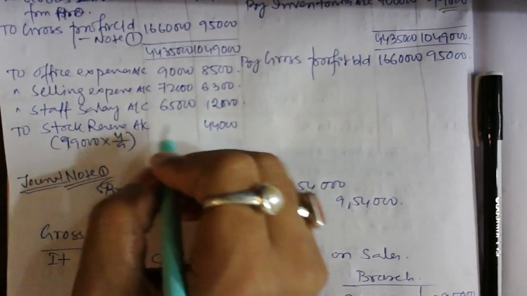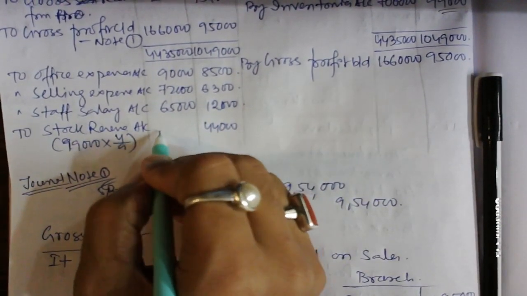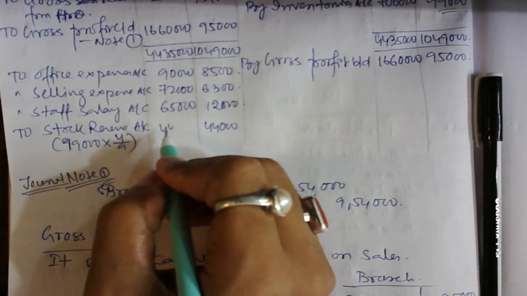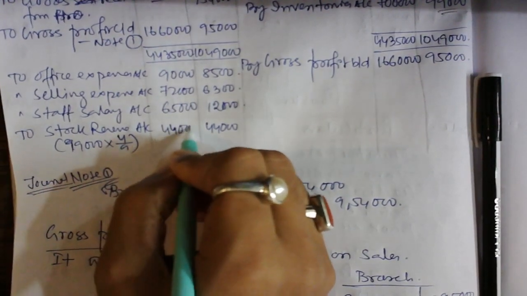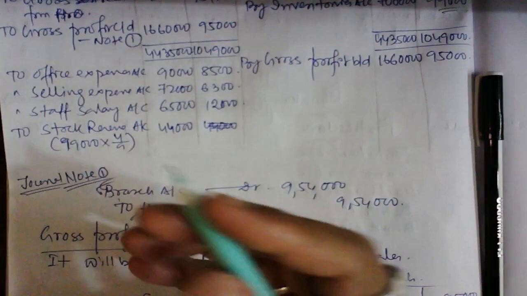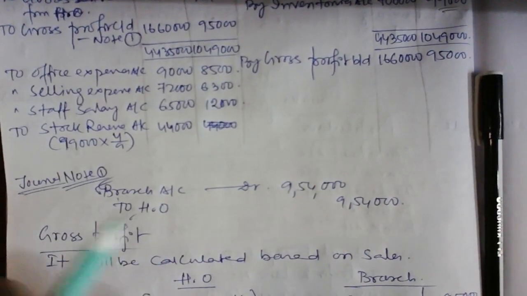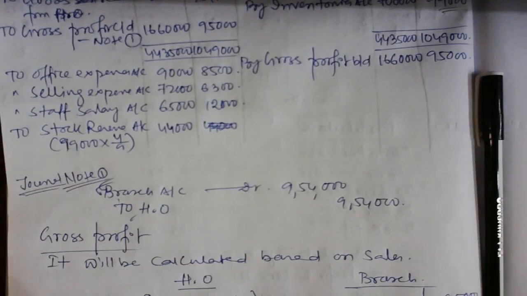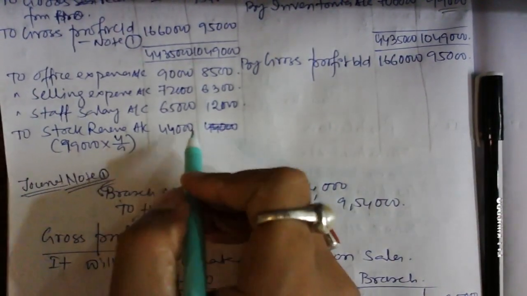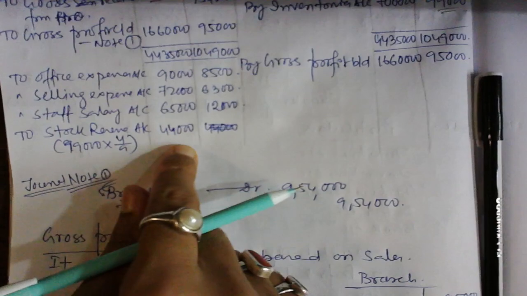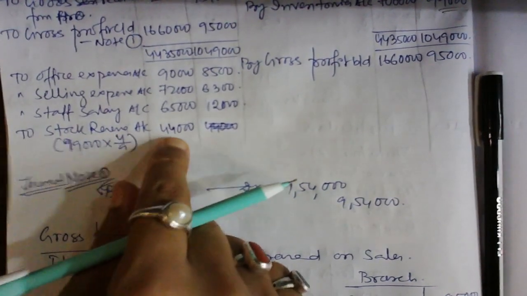Sorry, you are going to plot here. Okay, not here. You need to plot here. Sorry, because it's a HO profit. It's not a branch profit. It's not a problem of branch. It's a problem of HO because HO made a profit. So whatever the profit HO will calculate, it includes this 44,000. But now I am deducting this by debiting the 44,000 stock reserve.